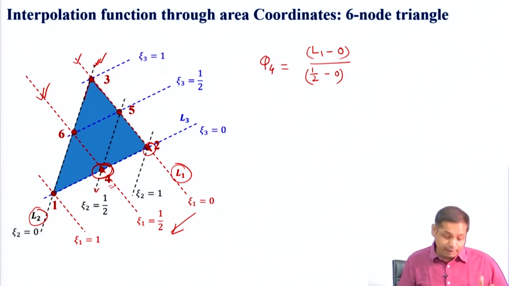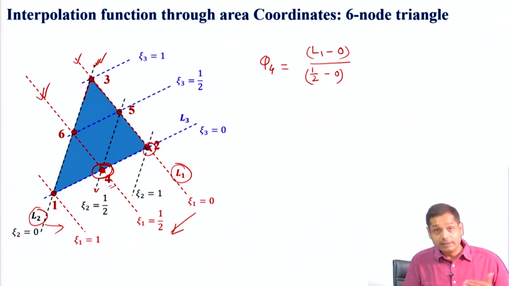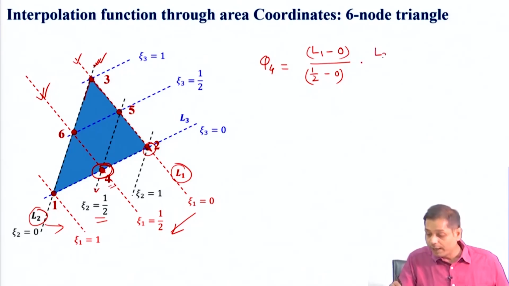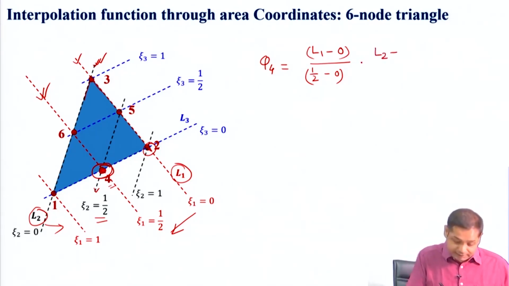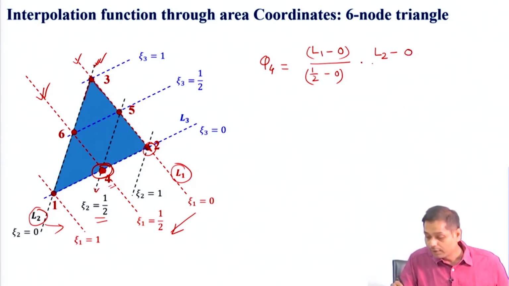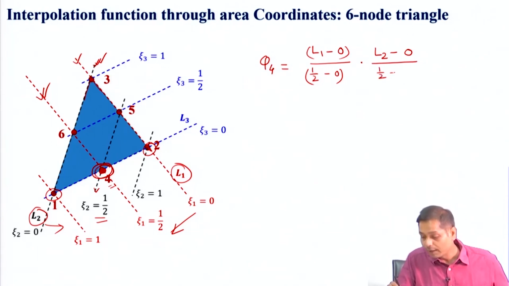Let's take the contribution from the L2 direction. L2 direction is in this direction. So if we take node number 4, what is the coordinate in the L2 direction? Xi2 is equal to half. So the contribution will be L2 minus the coordinate of the origin, which is 0, divided by the coordinate of node number 4 minus the coordinate of this node, so it is half minus 0. So phi 4 will be 4 L1 L2, right?